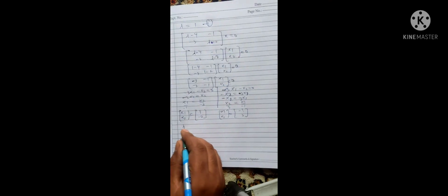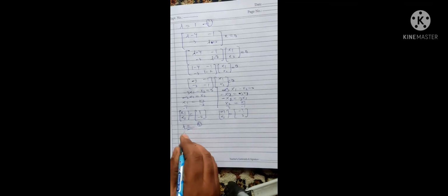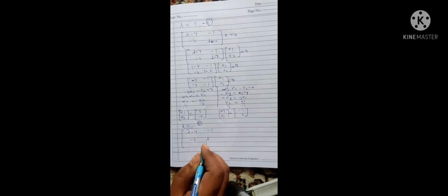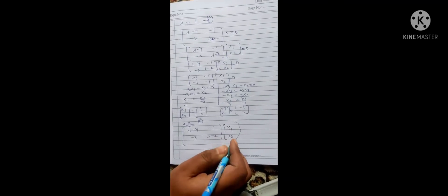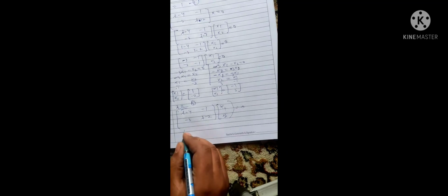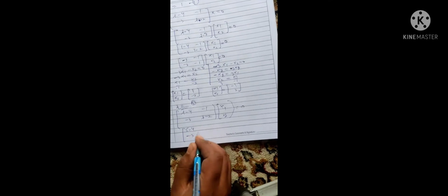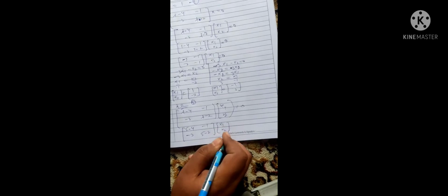Now we will consider the second eigenvalue, lambda is equal to 5. So we will find the corresponding eigenvector for this eigenvalue. So lambda minus 4, minus 3, minus 1, lambda minus 2, into x1, x2 is equal to 0. So we'll substitute the value of lambda. 5 minus 4, minus 3, minus 1, 5 minus 2, x1, x2 is equal to 0.